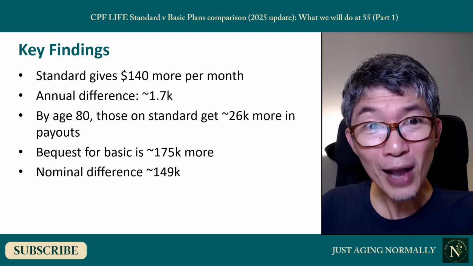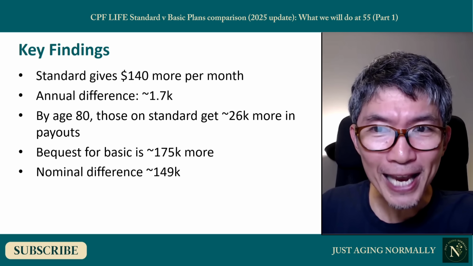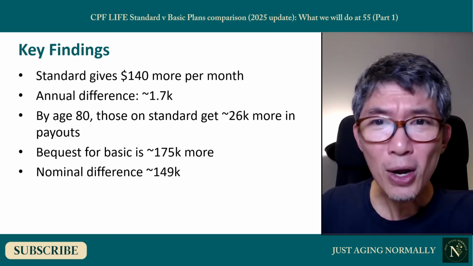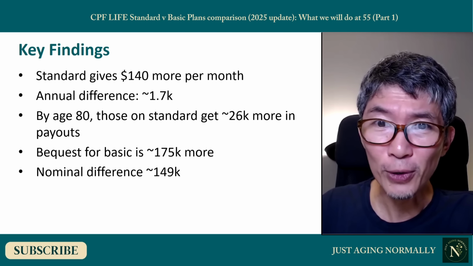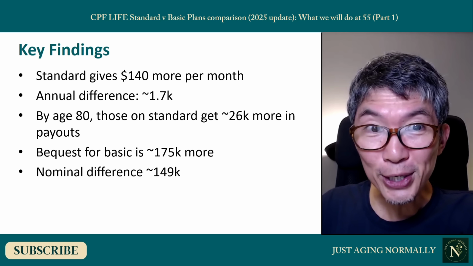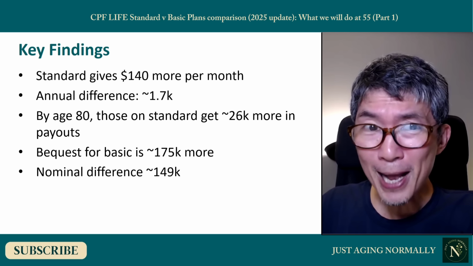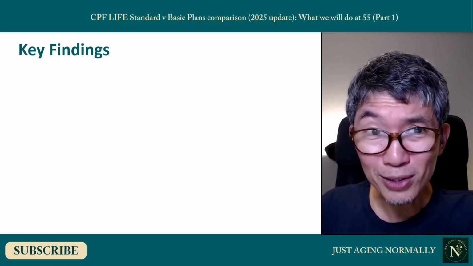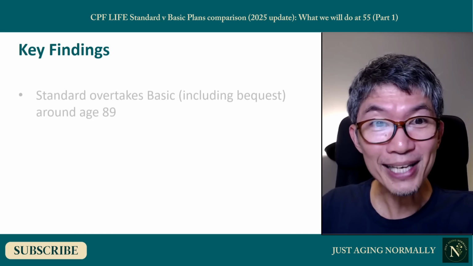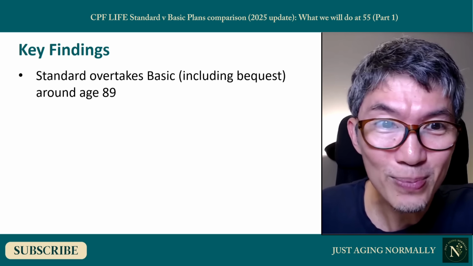This is very close to the 150k that I got in my other video comparing the standard plan with a 4% portfolio. That was calculated using a different methodology. But by cross-referencing the two, it tells me that the current model is working fine. Having said that, please again have your own buffer.